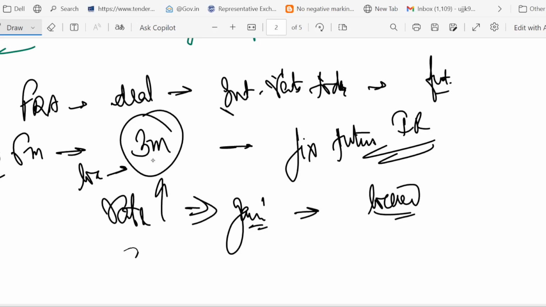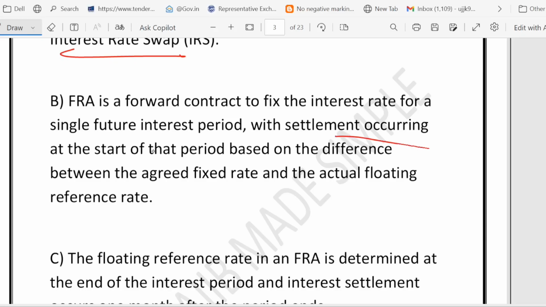But suppose the market rate goes down. What happens? You lose, because you fixed at a higher rate. So settlement happens. I hope this makes sense. And the second point they have mentioned is settlement occurring at the start of that period, based on the difference between the agreed fixed rate and the market rate. Settlement happens at the start of the loan period, not at the end. So yes, this is correct.